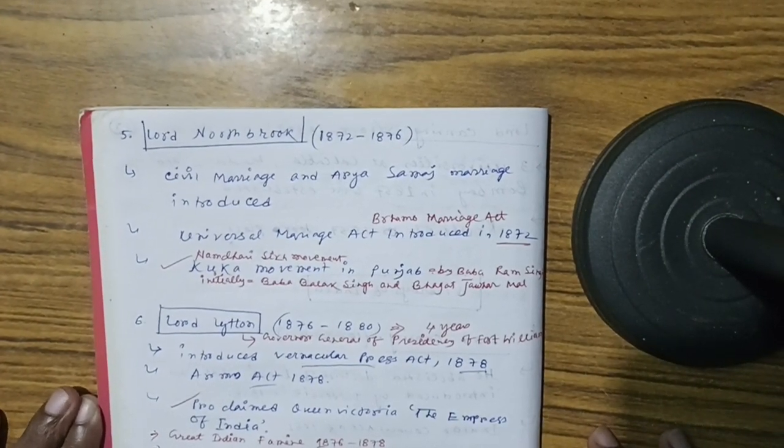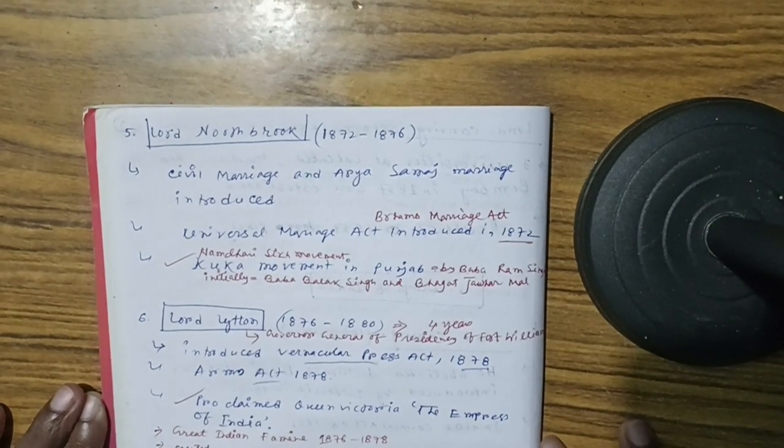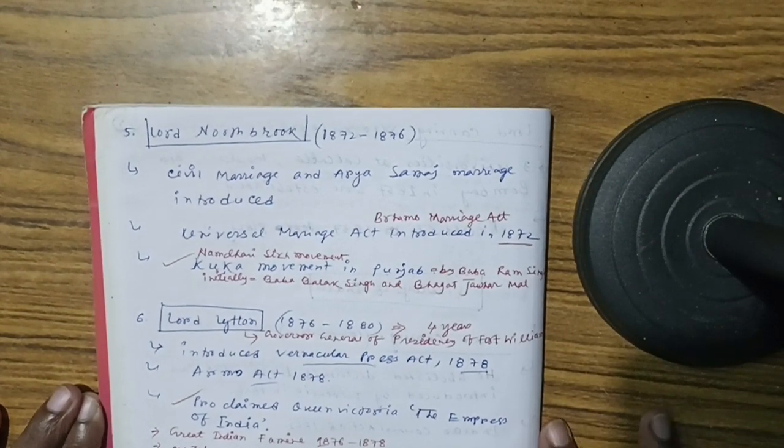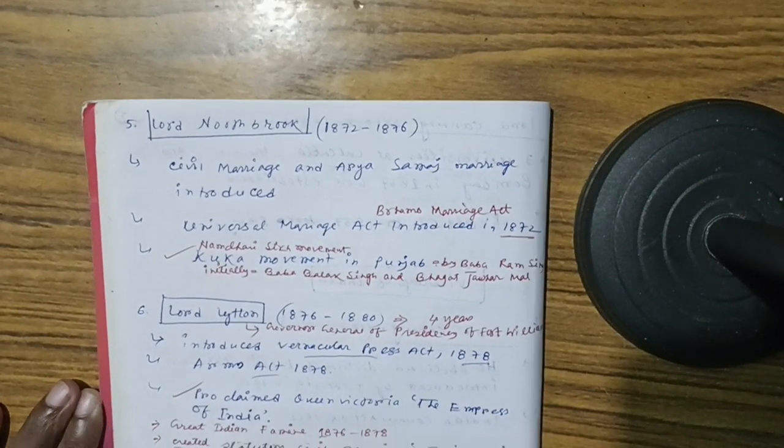Next, Kuka movement in Punjab was conducted. It was also known as the Namdhari Sikh movement. Initially, Baba Balak Singh and Bhagat Jawahar Mal played an important role. Later, Baba Ram Singh played a very crucial role.